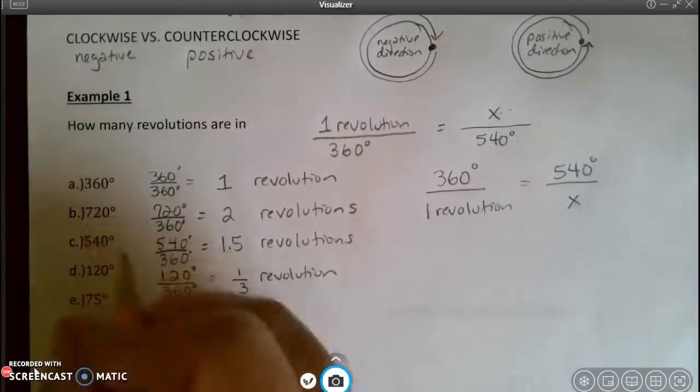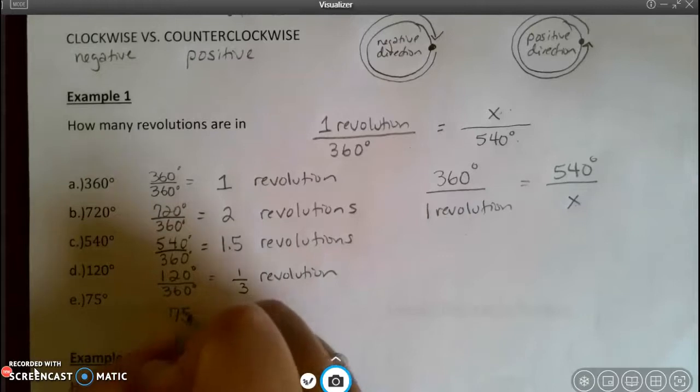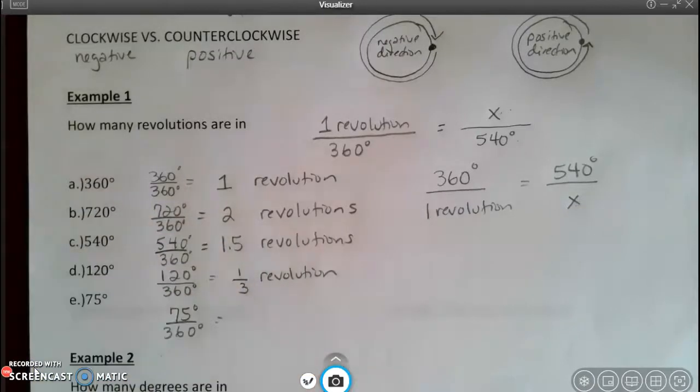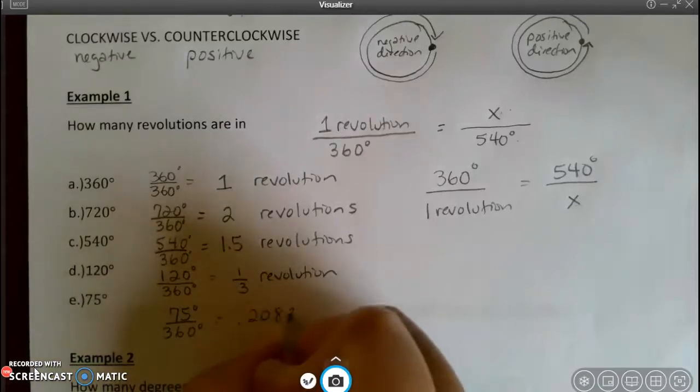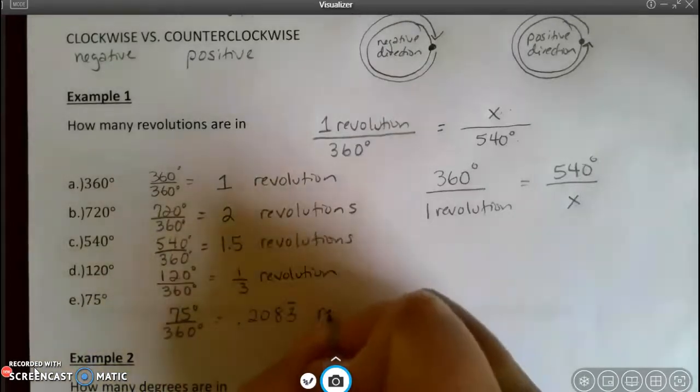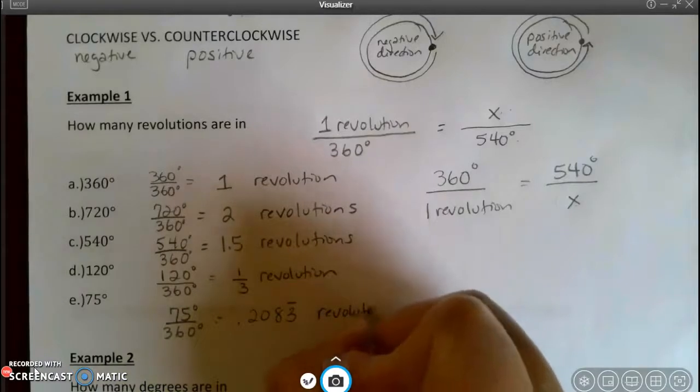And my last one, 75 degrees, divided by 360 degrees. I'm going to use my calculator for that one. And I get that that's 0.2083 repeating, so 0.2083 repeating revolutions.